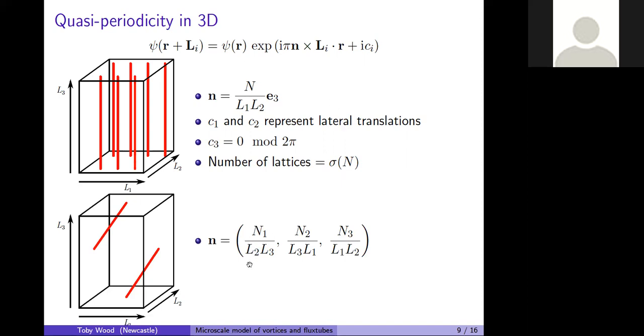What's quite easy to figure out is what this vector n has to look like. If this is meant to be a periodic system, then each face of our cuboid domain has to be intersected by an integer number of vortices. So we now have three integers, n1, n2, and n3. And with a bit of geometrical reasoning, you can figure out that the number of vortices per unit area is given by this expression.